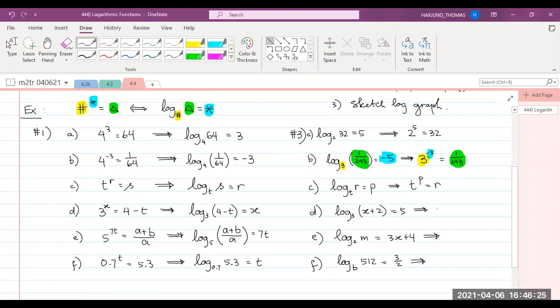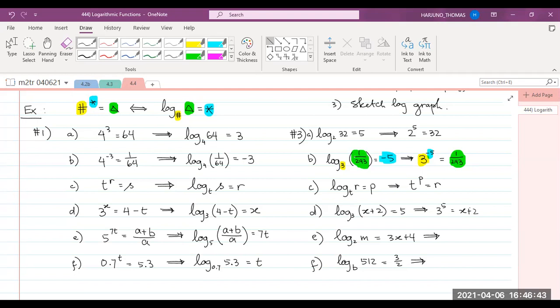So this will be base 3, the exponent is 5, the argument is x plus 2. Now, they don't tell us to solve it though, even though we can, but no, they just want us to rewrite it.